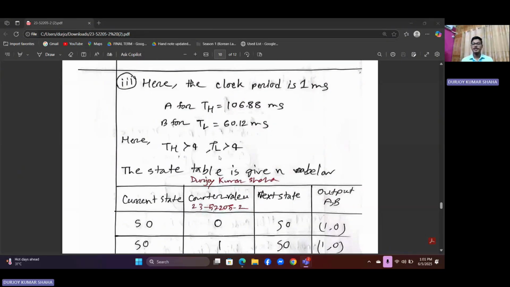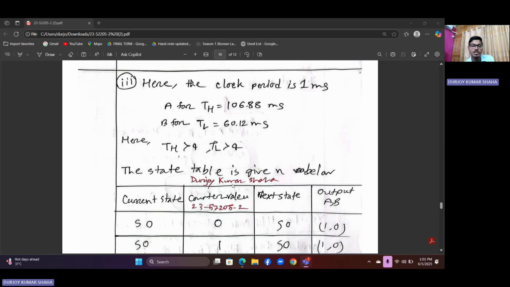In this part of the assignment, we are focusing on the timing and state behavior of the system. Begin by noticing that the clock period is 1 millisecond and the timer operates with a high time TH of 106.88 milliseconds and a low time TL of 60.12 milliseconds. That means the timer remains high longer than it stays low, which is essential for how the circuit responds and transitions between states. Now we look at the state table provided.